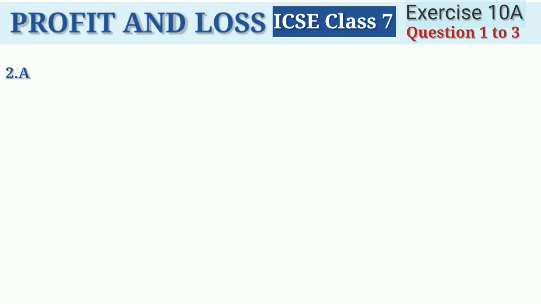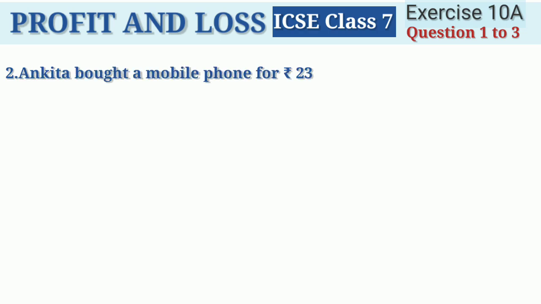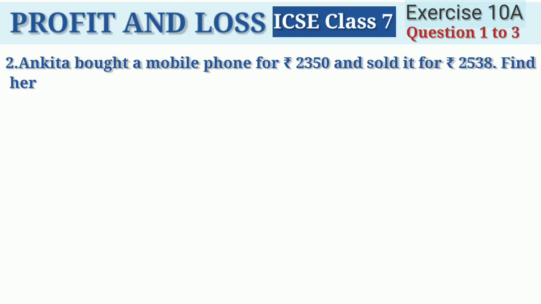Our second question is, Ankita bought a mobile phone for rupees 2350 and sold it for rupees 2538. Find her gain and gain percent. Well, Amit and Ankita seem to be smart people, making profits on whatever they buy. This sum is similar to the first one, only thing it's a mobile phone, numbers are different. We have to find the same thing, gain and gain percent.